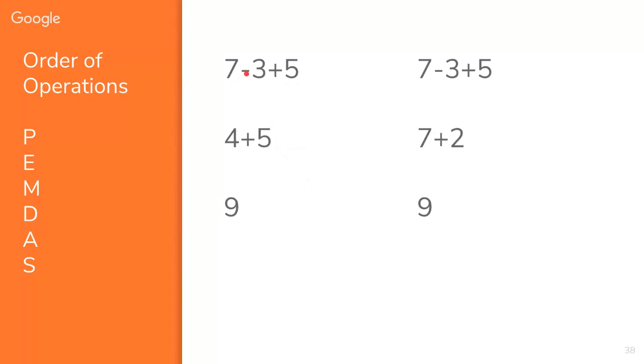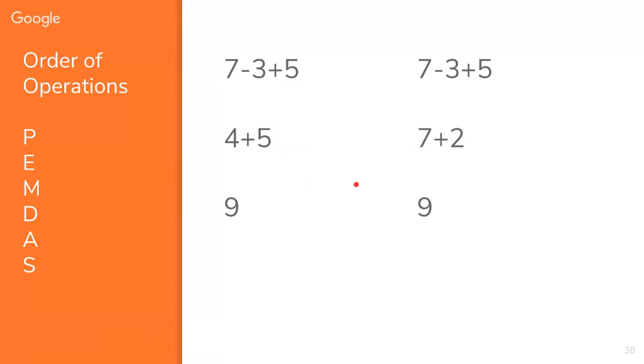So if you see here, there's a subtract and add. Subtracting and adding, remember they are at the same level. So it really doesn't matter which one you do first. If we do 7 minus 3, we'll get 4. 4 plus 5, we get 9. What if we did negative 3 plus 5? Negative 3 plus 5 will be positive 2. 7 plus 2 is also 9.